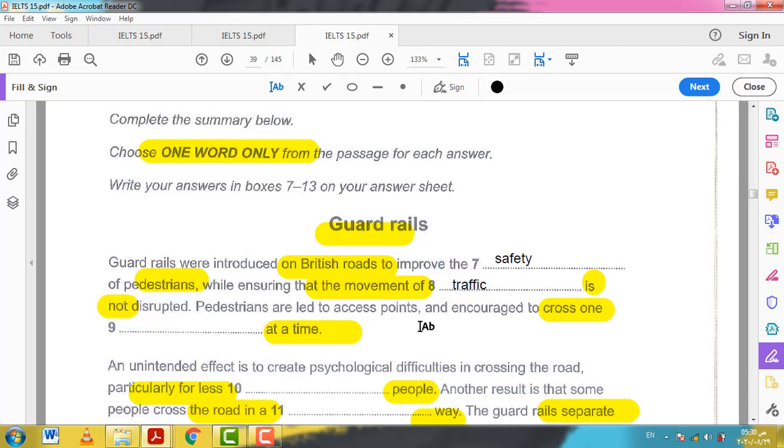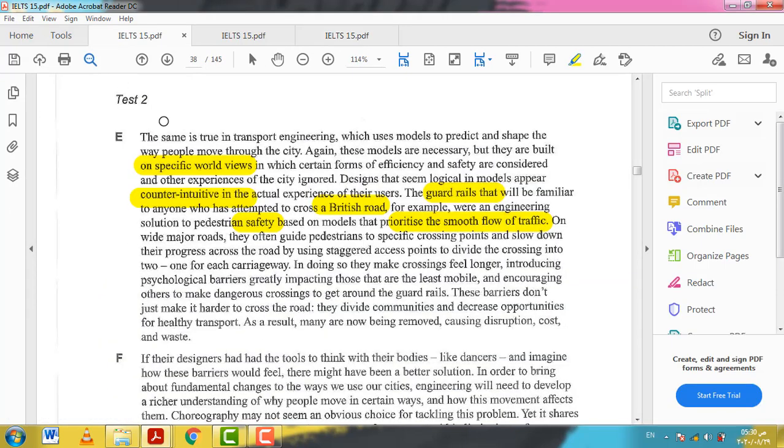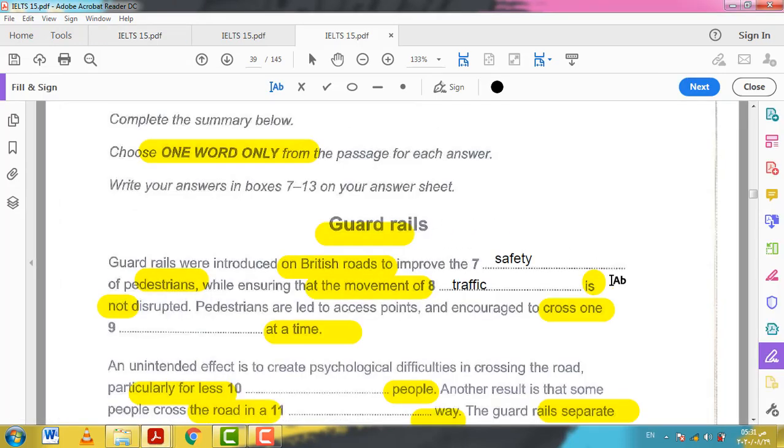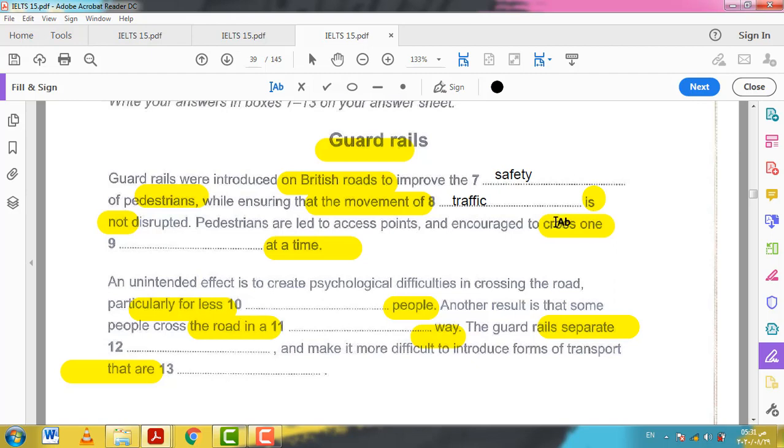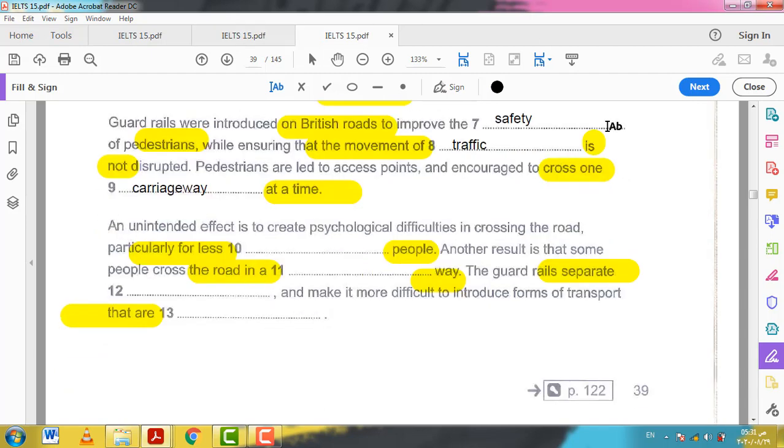Pedestrians are led to access points and encouraged to cross one what at a time. On wide major roads, they often guide pedestrians to specific crossing points and slow down their progress across the road by using staggered access points to divide the crossing into two, one for each carriageway. Each at a time: one equals each carriageway. In effect, to create psychological difficulties for less what people.